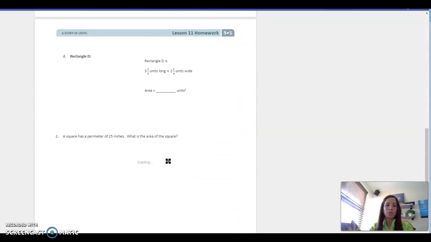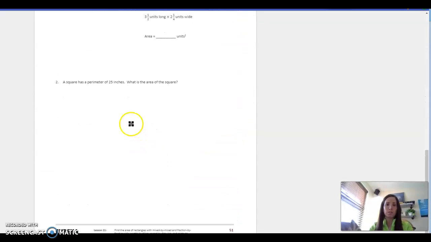One last thing I want to show you is this number 2 because this one's a little different. It says a square has a perimeter of 25 inches. What is the area of the square? Well, to find area, we do length times width. And it just says that the perimeter is 25 inches.